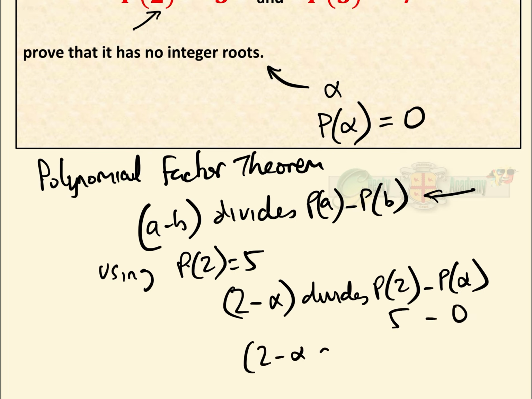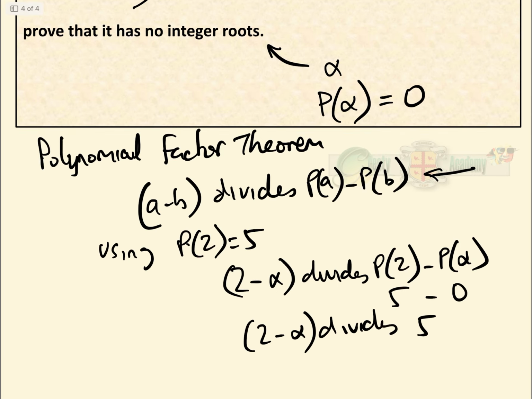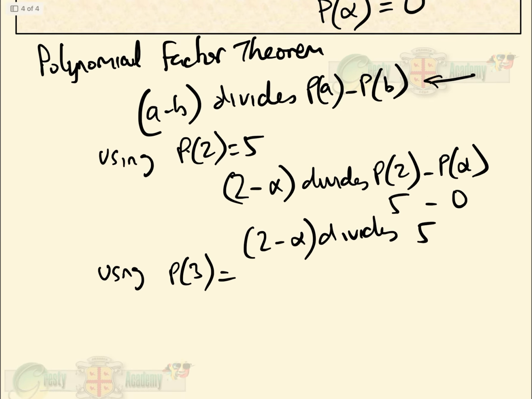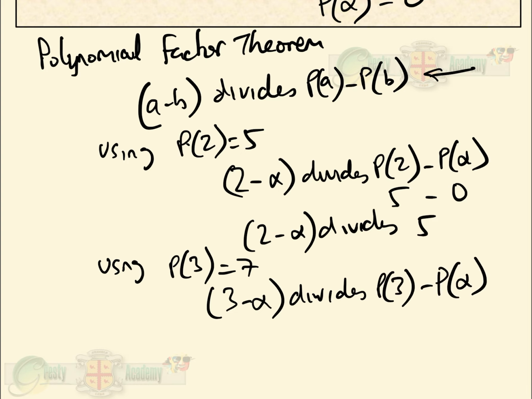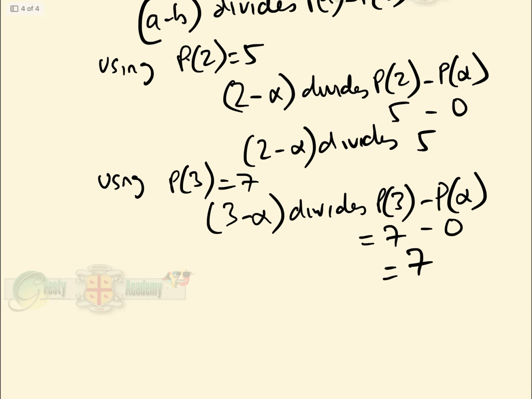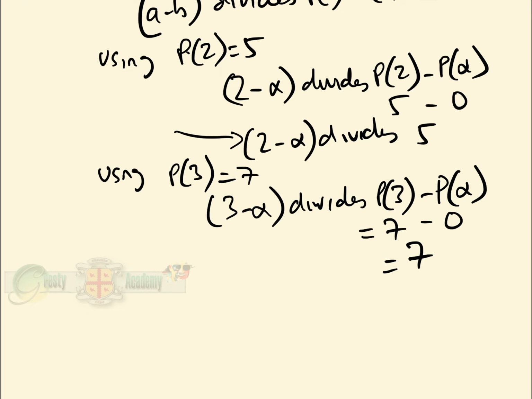So therefore 2 minus alpha divides 5. And using p of 3 equals 7, which it also tells us, by the same logic, using the polynomial factor theorem, we have that 3 minus alpha divides p of 3 minus p of alpha, which equals 7 minus 0, which equals 7. So we have that 2 minus alpha divides 5, and 3 minus alpha divides 7.